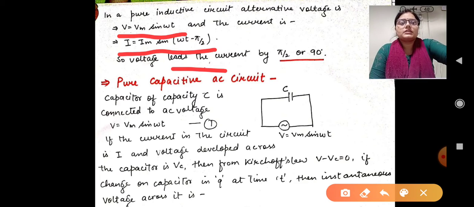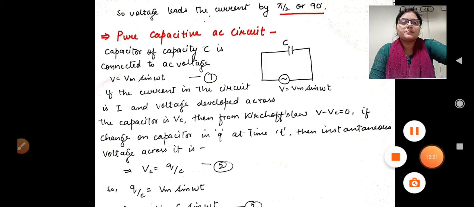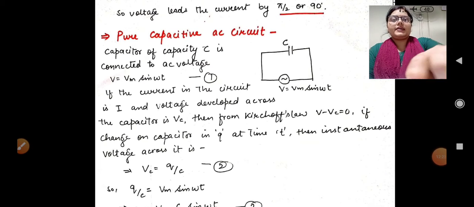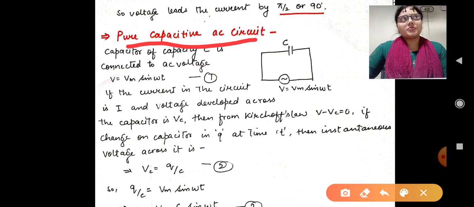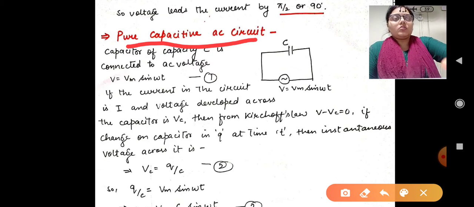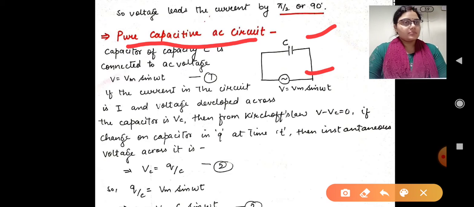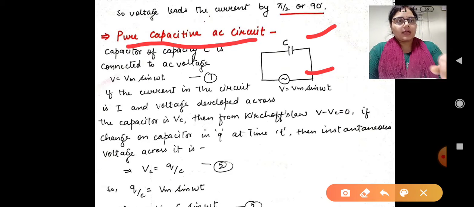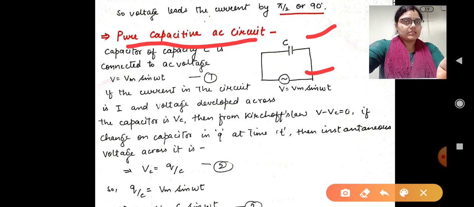Now the next we are discussing is the pure capacitive AC circuit. So in the pure capacitive AC circuit, the third circuit we are going to discuss, we have to connect a capacitor with the AC alternating source, that is V is equal to Vm sin omega t. As usual we are taking this value, and we connect a capacitor of capacity C with the AC voltage, that is V equals Vm sin omega t, equation number 1.